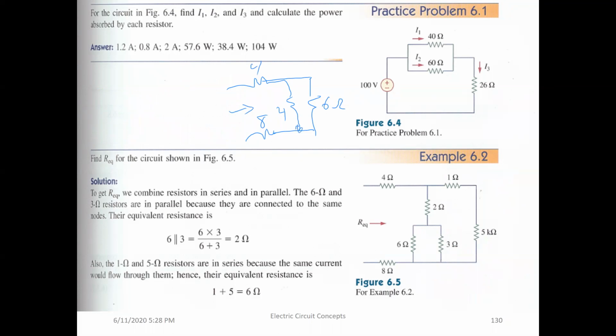Now if we look again, 4 and 8, they are not related. They are not in series nor in parallel. 4 and 6, same thing. 8 and 4 and 8 and 6. So what should I do now? If you look at these two here, they are related. They are connected in parallel.